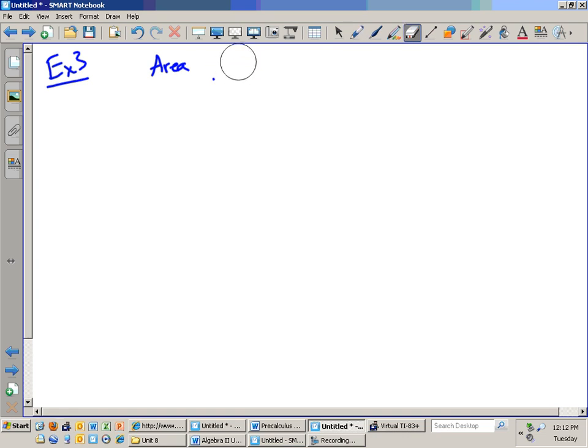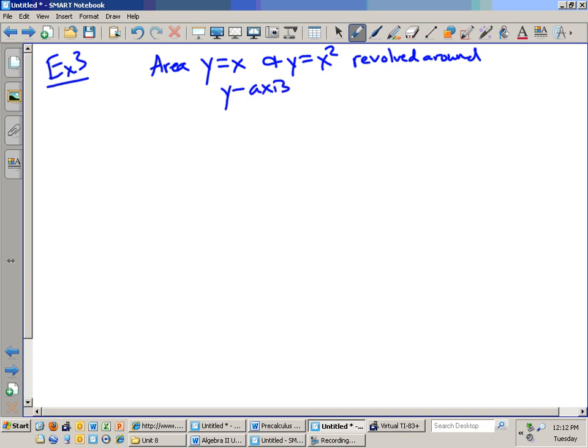Okay, let's look at the area bounded by y equals x. This is one of your guys' favorites. And y equals x squared. Revolved around the y-axis. We've done this problem a number of different times.